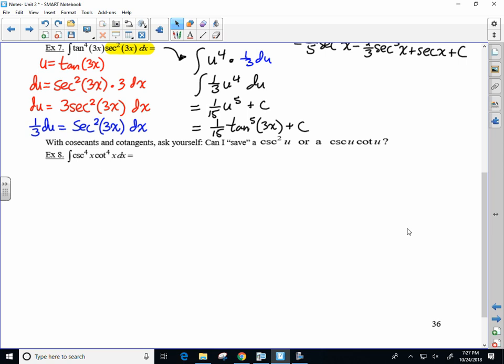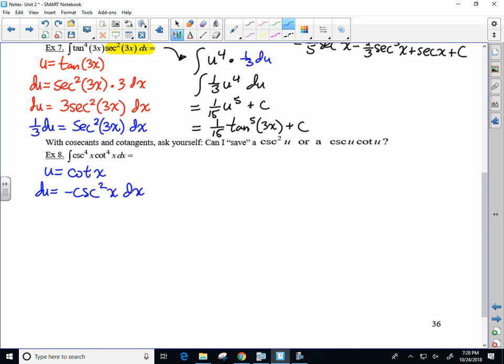And so, take a stab at it. We have even powers, and in the last one we had even powers. We were able to identify tangent in the last one as being the way to go. So let's see if maybe cotangent is the way to go here. So let u equal the cotangent of x. The derivative of that, the derivative of tangent is secant squared, so they're cofunctions, so negative cosecant squared x dx.